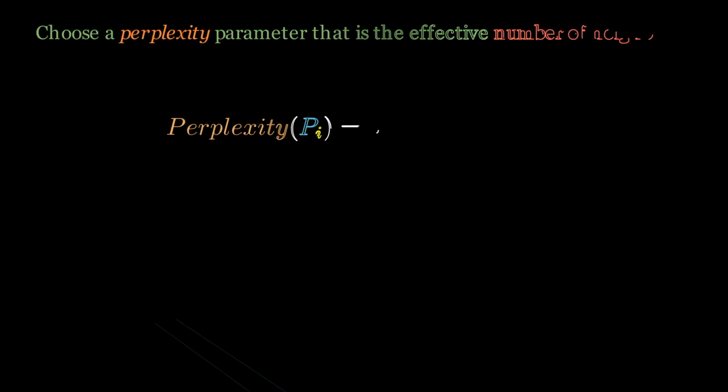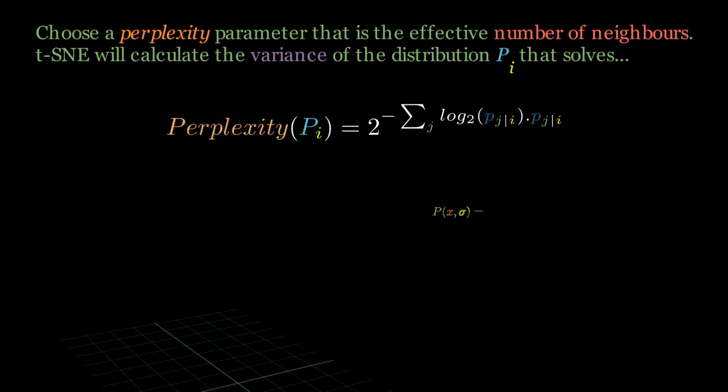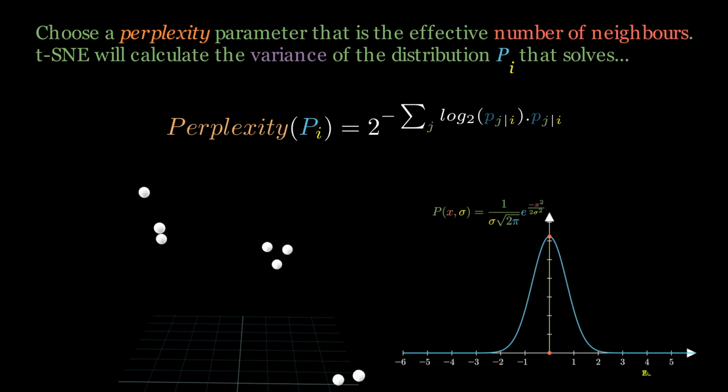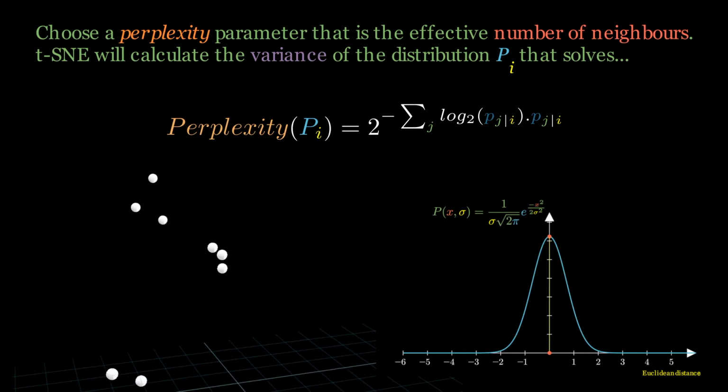One final point that I promised to come back to is the choice of variance in the model for working out neighbourliness in our high dimensional space.